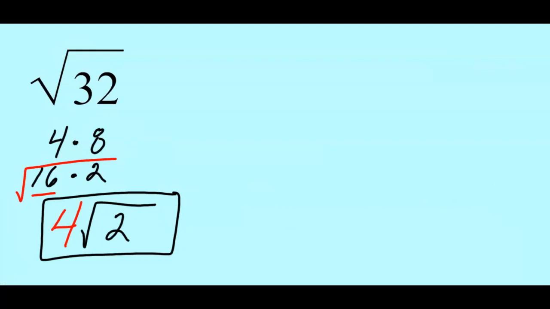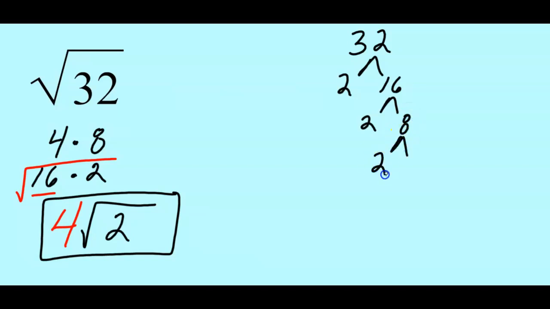Sorry, I'm going to go back to this one. If you're not great at finding your perfect squares, another way you can do these is by using factor trees. So you could take the number 32 and break it down to all its prime factors. Since 32 is even, I know I can just start dividing by 2. I can do 2 and 16. 16 is still even, so I can divide by 2 again, get 2 and 8. 8 is still even, so I can go by 2 again.